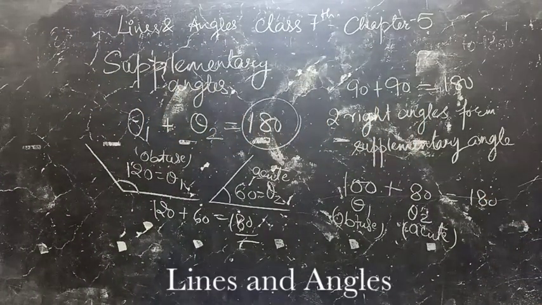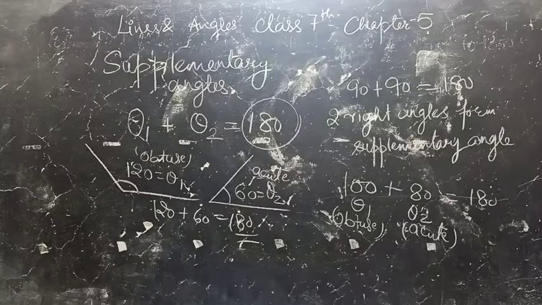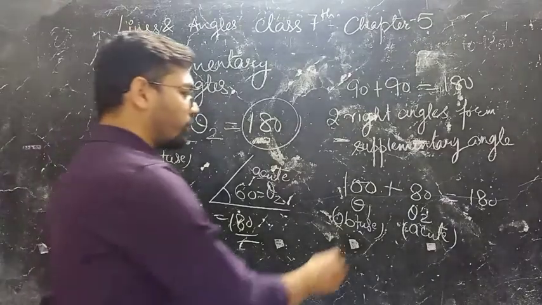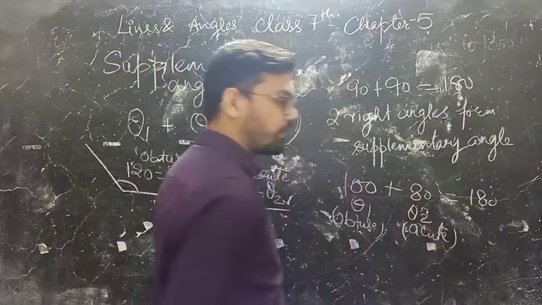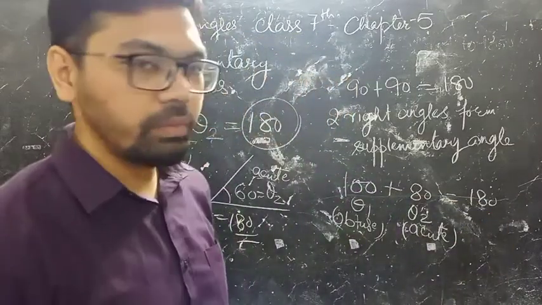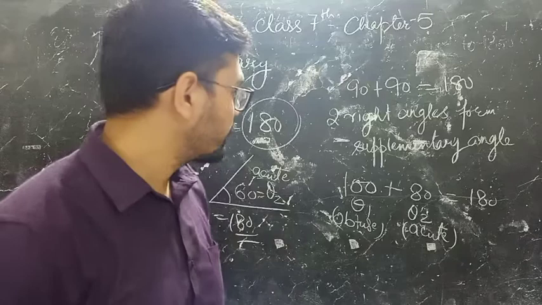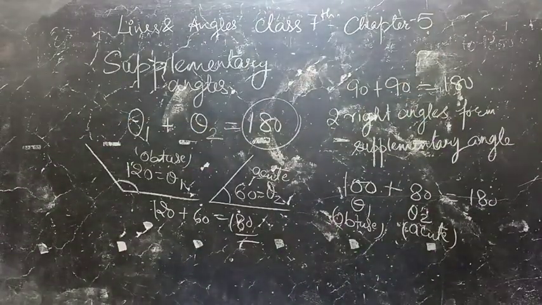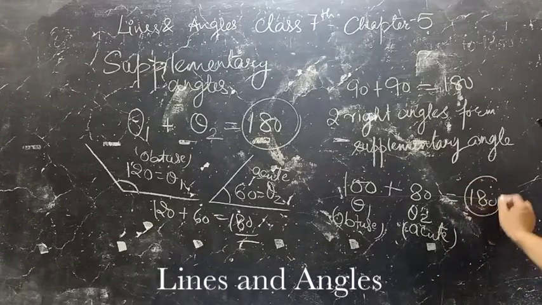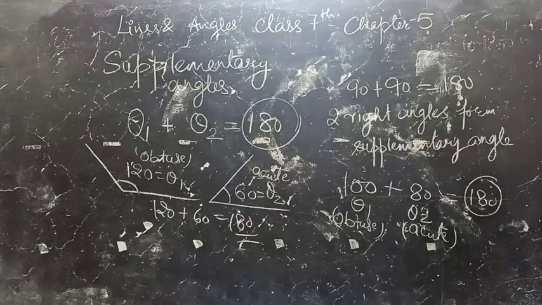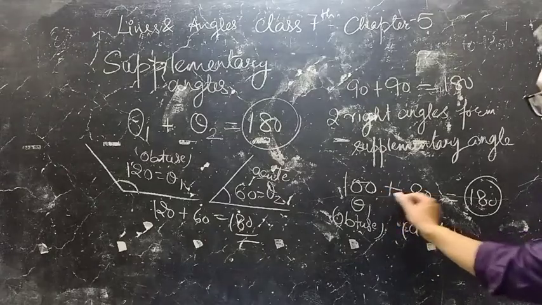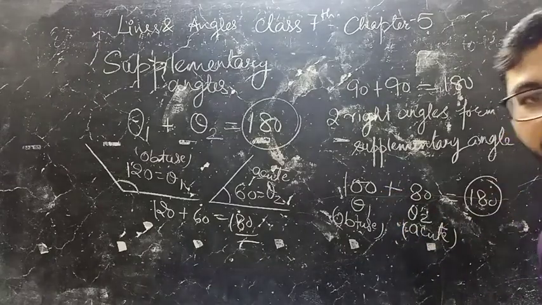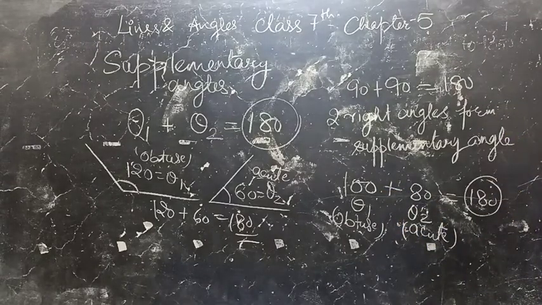Okay, students. So two obtuse angles, the summation of two obtuse angles will not give you a supplementary angle. The reason is the angle will be more than 180 degrees. Note it down fast. So two obtuse angles cannot give you a supplementary angle. So there must be a combination of an obtuse and acute, then only you will get a supplementary angle.